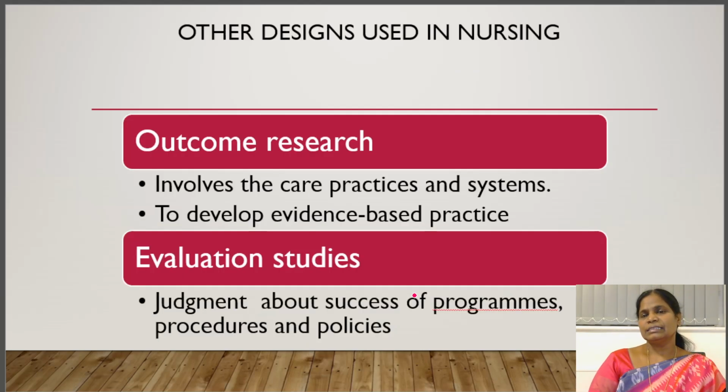Next, coming to other research designs used in nursing, outcome research design. When we say it is outcome based, when we do some intervention on the patient, we try to see whether there is any outcome. It's similar to that. Whatever nursing care we provide, we want to look at the outcome, if there is any improvement in the patient. So outcome research is the same. It involves care practices and systems to develop evidence-based practice. Evaluation studies are about the success of the studies, procedures and policies.